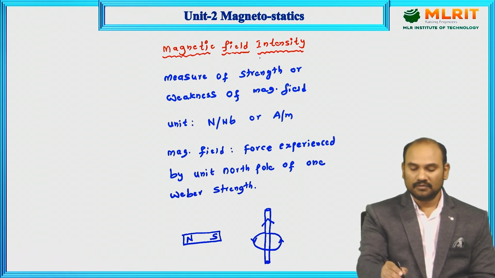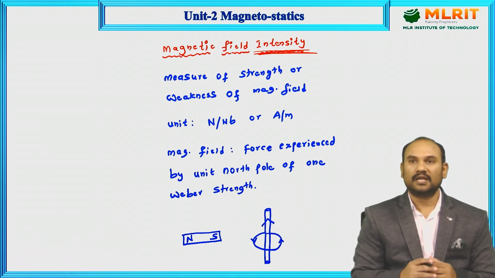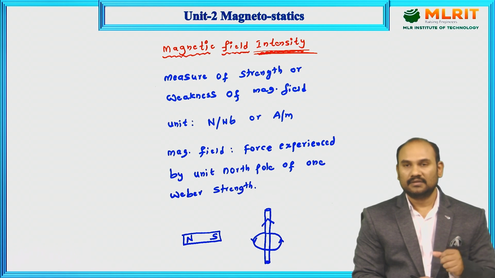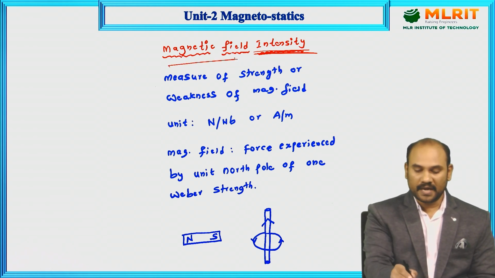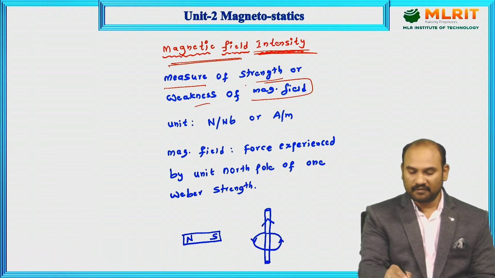As you know, the word intensity indicates or tells you about how strong a particular parameter is. That's why we say intense. The word intense or intensity indicates how strong. It's a measure of how strong or weak a parameter is. In this case, it is the magnetic field. So what does it tell you? It's a measure of either the strength or weakness of the magnetic field.